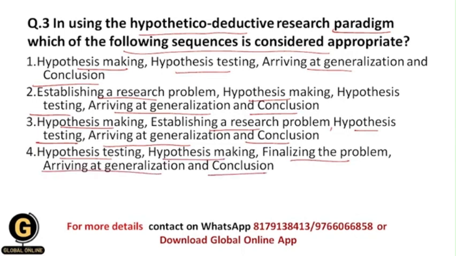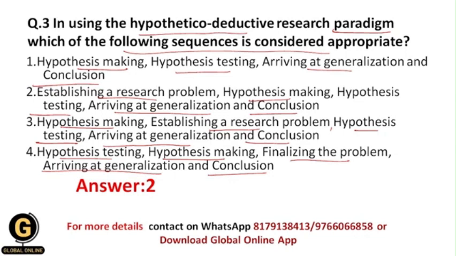So your correct answer should be 2, because whenever you do any kind of research, your first step should be to establish a research problem, okay? And that's why you need to first identify the research problem, then establish it, then after that formulate a hypothesis, then test the hypothesis, then arrive at generalization, and the last step will be the conclusion, okay?